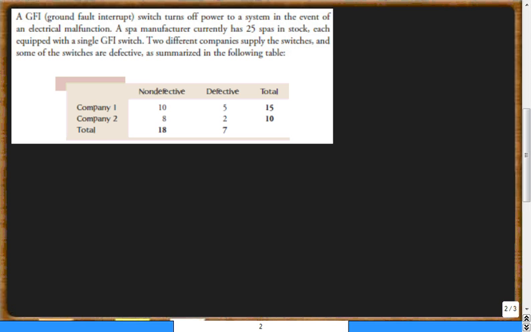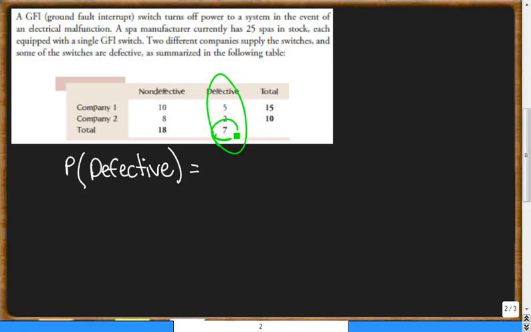So if we just look at something like the probability of being defective, the probability that you pick a random spa out of the 25 total and it is defective, well, that is going to be the chance that it's defective, which is this column. So we're looking at the total. So that's 7 items over the total, which is all items, which is going to be 25. So this is 7/25. You can't reduce it. You can leave it just like it is.